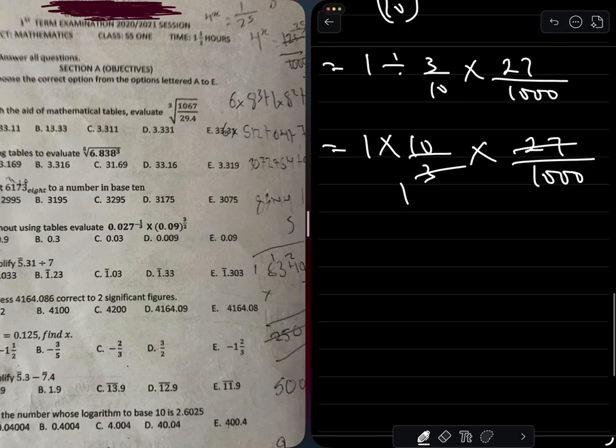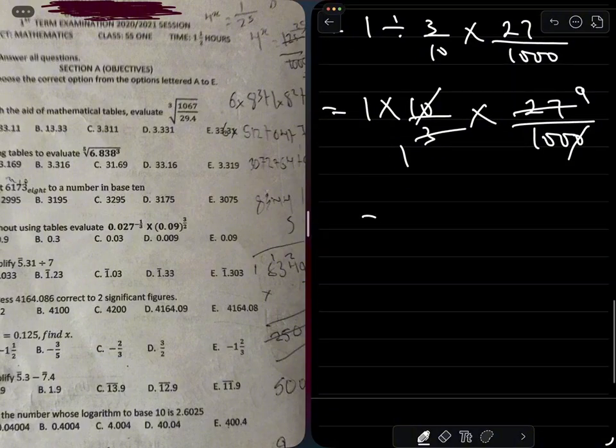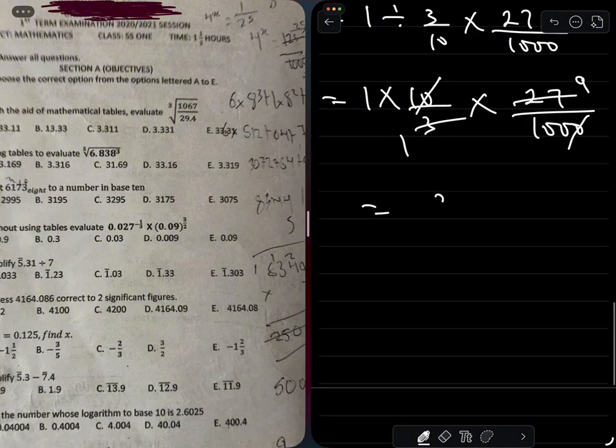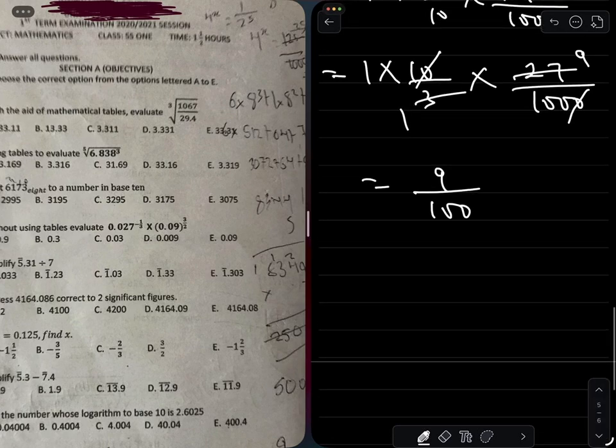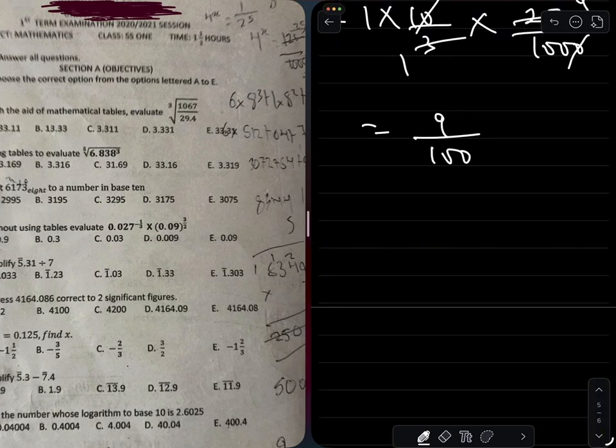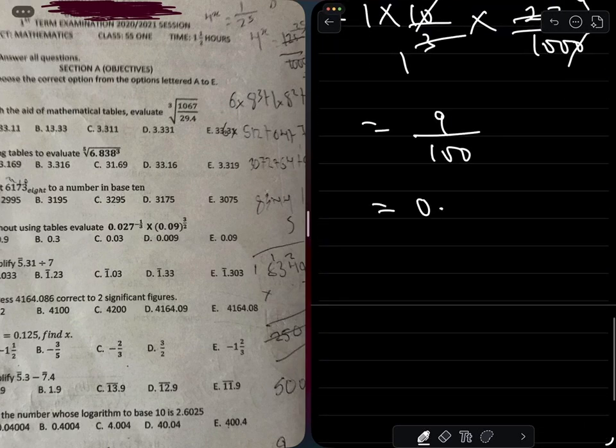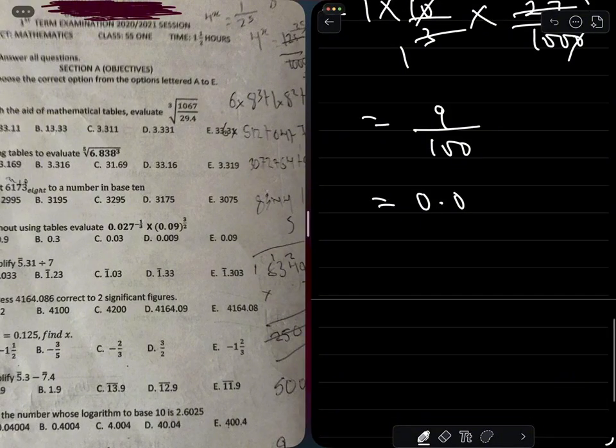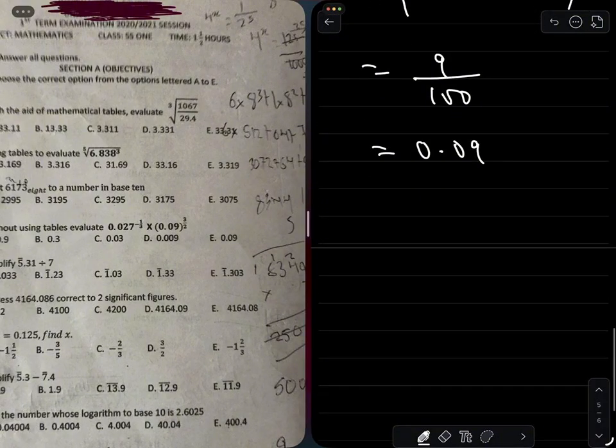3 goes into 3 once, 3 into 27 is 9. 10 here, we can just cancel the 0. And what's the answer now? It's 9 over 100. In decimal it will be 0.09, because the question was in decimals. What's the option that matches that? E, beautiful.